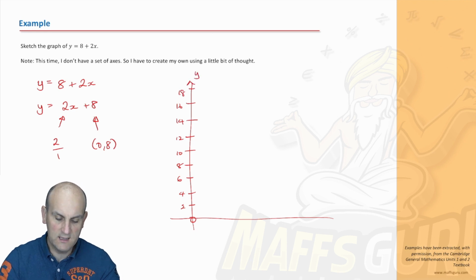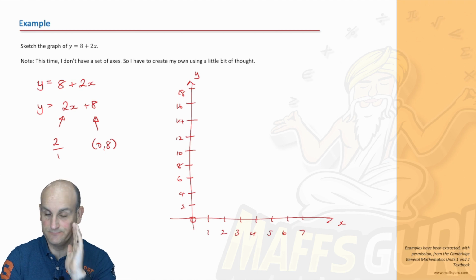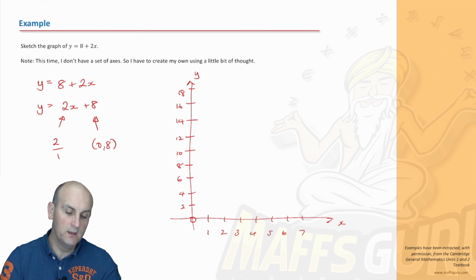So there's my y. And then what am I going to go? I'm going to go 1, 2, 3, 4, 5, 6, 7. Now, I may not use all of this, but if you actually draw these in pencil, you can actually rub bits out or add bits if you need to. So let's see what we're going to do.